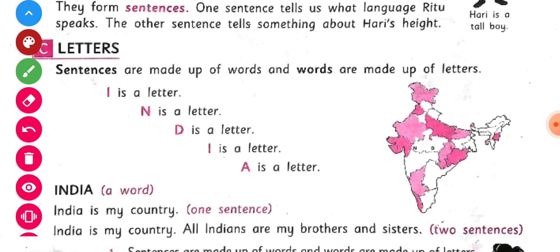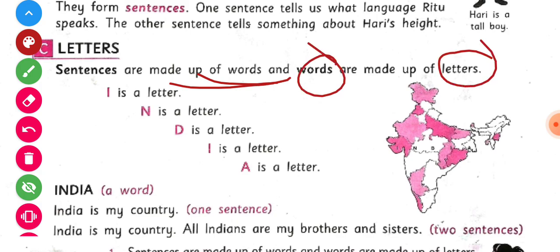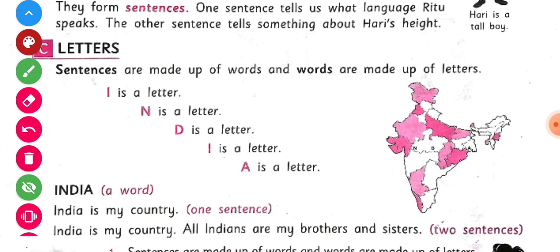What are letters? Children, sentences are made up of words and words are made up of letters. You know there are 26 letters in the English alphabet, A to Z. And you know, sentences are made up of words and words are made up of letters. When letters come together, they make a word, okay?